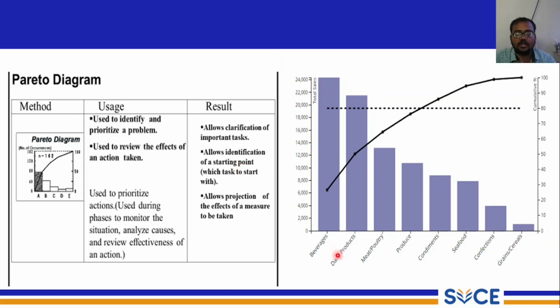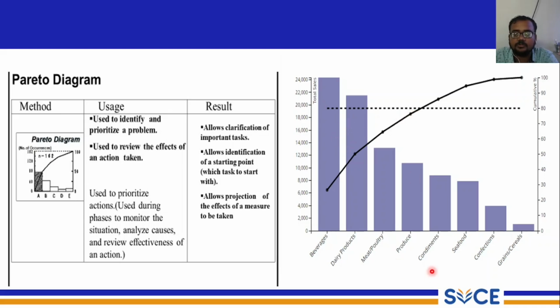Again, an example has been listed here. It has the total sales on the y-axis, and the different kinds of products in a supermarket, or probably in a shop. You can get the beverages. You could see that, as we said, the bar graph always shows the values in descending order, whereas the line graph always shows the ascending order, right? So you could see that the cumulative sales data have been listed here, and the individual data have been listed in descending order.